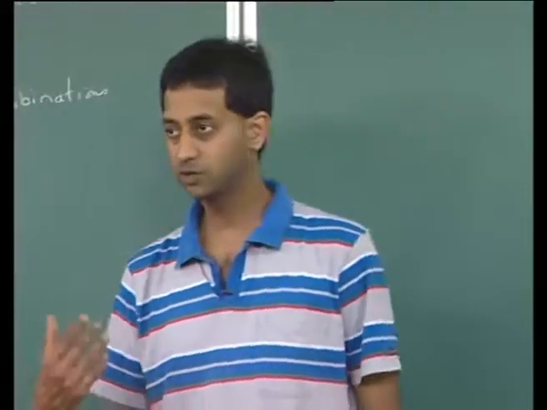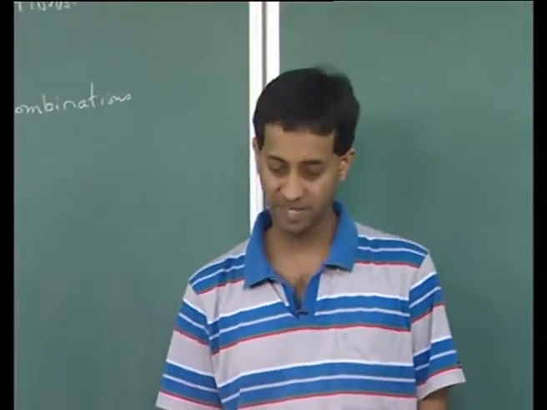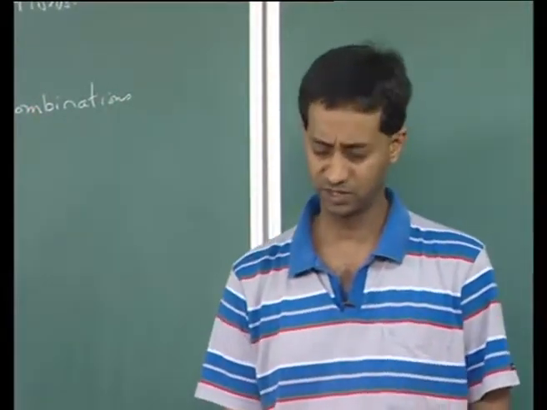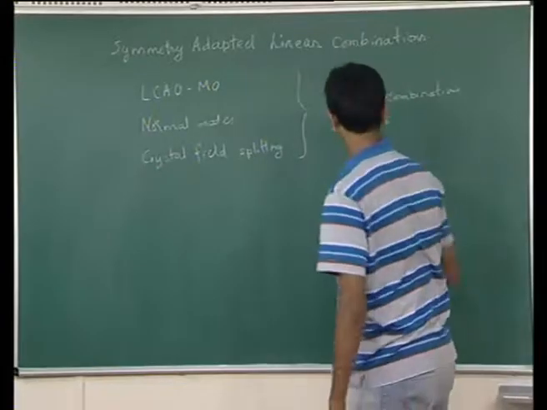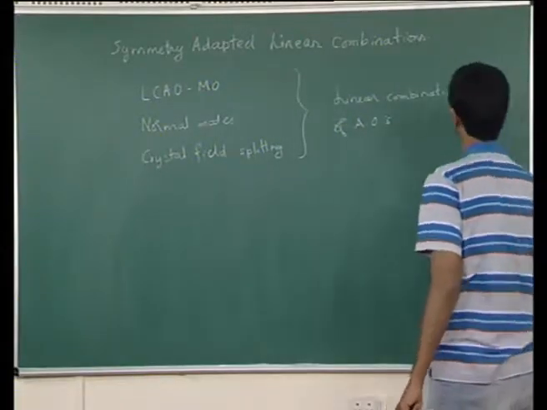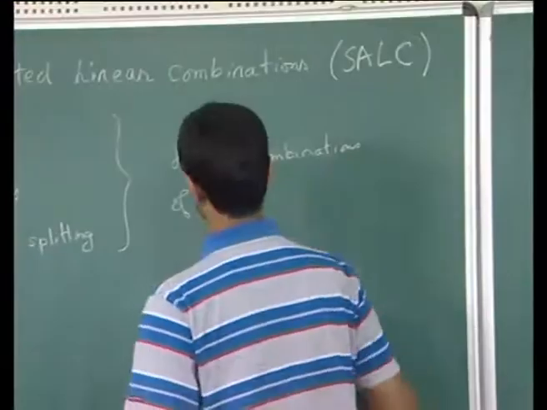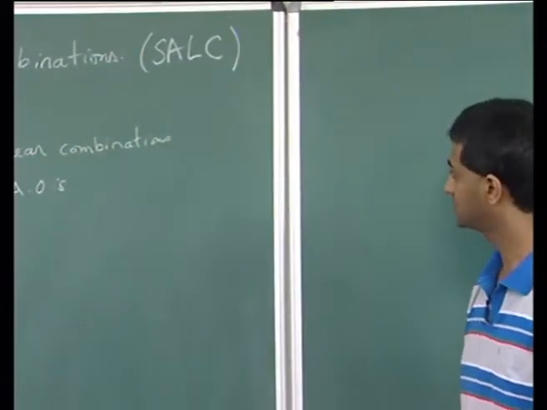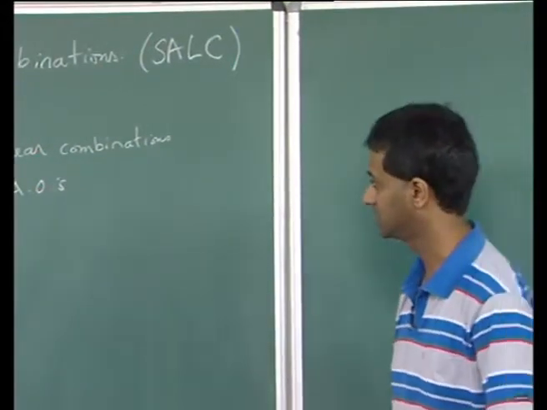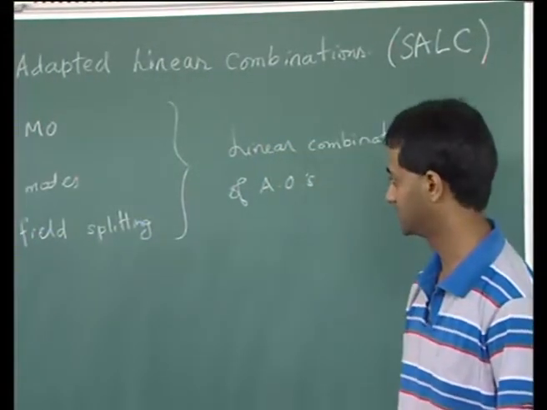So now we are going to discuss a concept that is widely used in various applications of group theory and quantum chemistry. This is called symmetry adapted linear combinations, and sometimes it's denoted by SALC. You might have already seen some applications of this, and we'll also see how to use this in some applications.